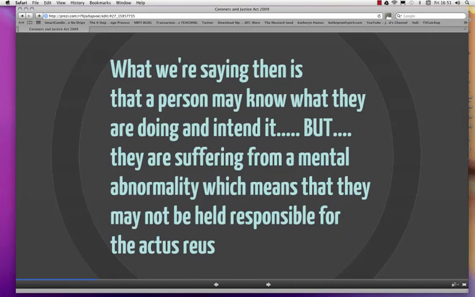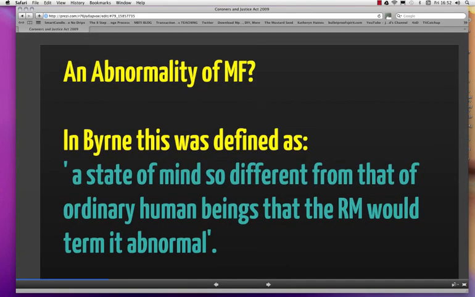So what we're saying then is that a person may know what they are doing and they intend to do it, but they are suffering from a mental abnormality, which means that they may not be held responsible for the actus reus. So, an abnormality of mental functioning, what is this? In the case of Byrne, this was defined as a state of mind so different from that of ordinary human beings that the reasonable man would term it abnormal.